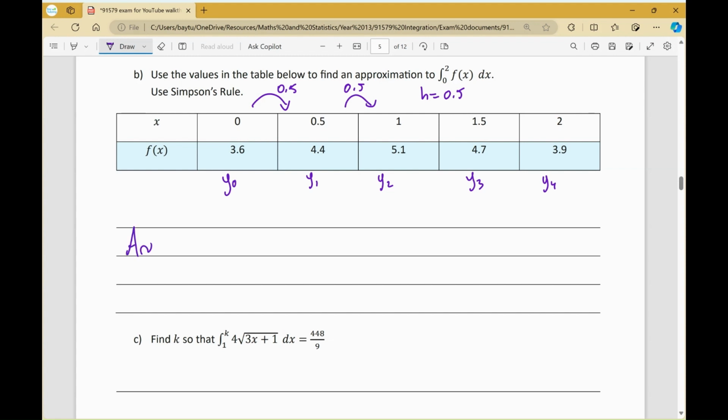So we're going to go area equals 1/3 and then 0.5, so 1/3 h, and then it's y0, so 3.6, plus yn, so that is your last one, so that will be 3.9 for us, plus 4 times y1, y3, so all the odd numbered y's, so that's 4.4 plus 4.7 in our case, and then plus 2 of all the even y's, so that'll be just y2 for us.